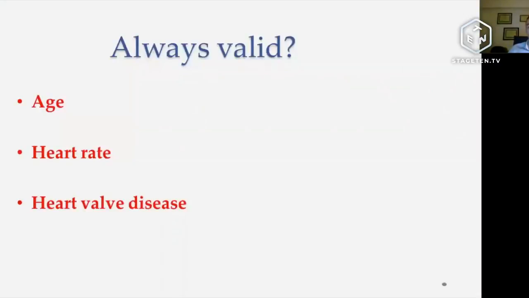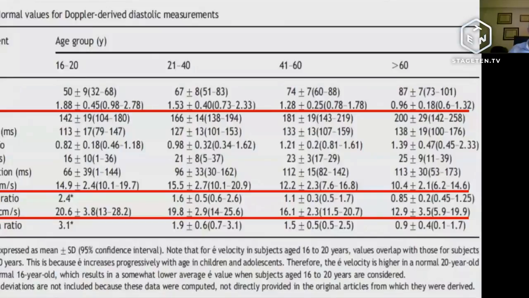Now, it would be nice if it were that easy, but it's not that easy. For instance, age, heart rate, presence of heart valve disease, all these things can influence the diastolic function and the evaluation. This, for instance, is an evaluation that you can see in a patient according to age. And you see how the EA ratio becomes half between young adolescents and people older than 60. Same with the E prime value that changes and diminishes a lot.